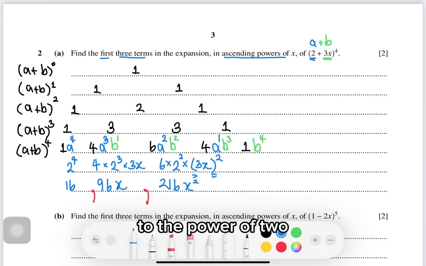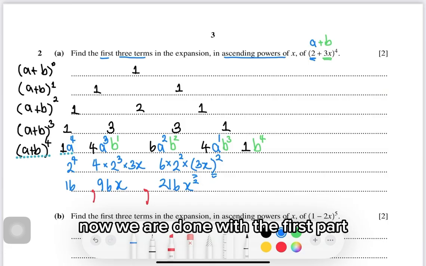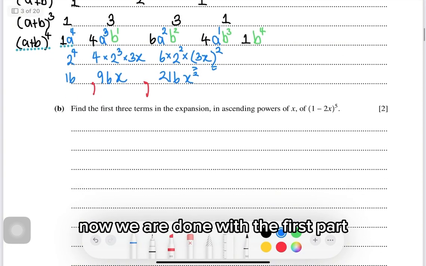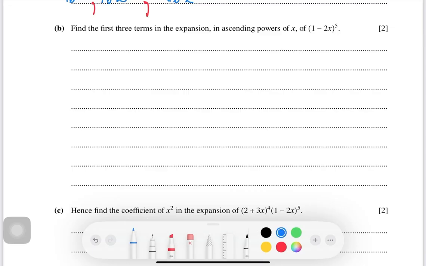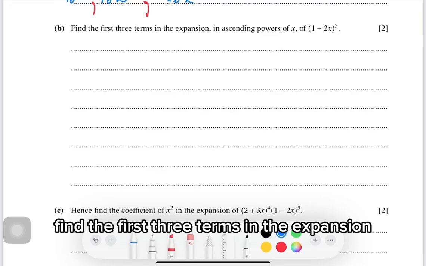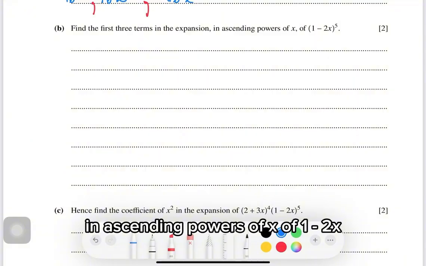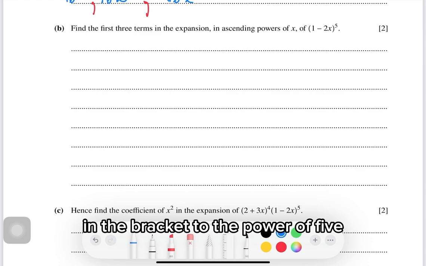To the power of 2. And now we are done with the first part. Let's move on to part B. Find the first three terms in the expansion in ascending powers of x of (1 minus 2x) to the power of 5.